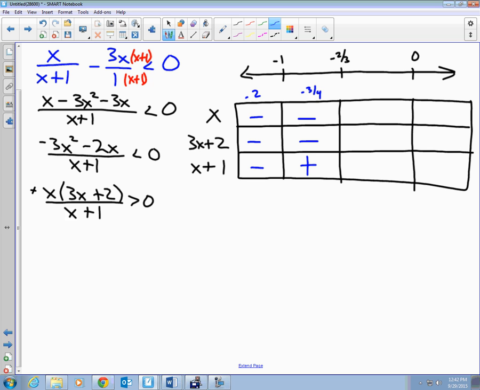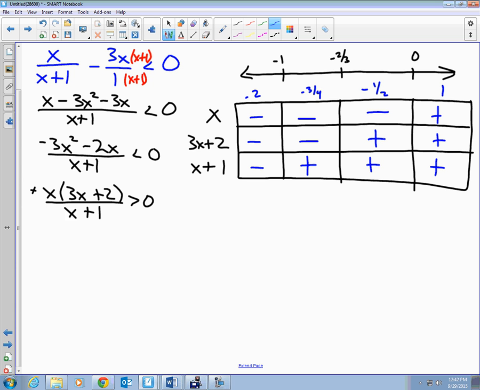A number between negative 2/3 and 0? Negative 1/2. Some people tried negative 1/3. That way the 3's would cancel. It's up to you. It doesn't matter. Because you said negative 1/2, I'll choose that. x will be negative. 3 times negative 1/2 is negative 1.5 plus 2 is positive. And then negative 1/2 plus 1 is positive. And then we plug in a number to the right of 0. 1. Positive, positive, positive.